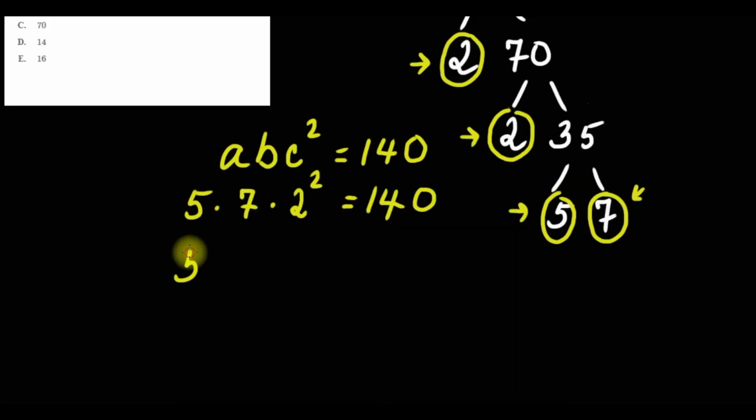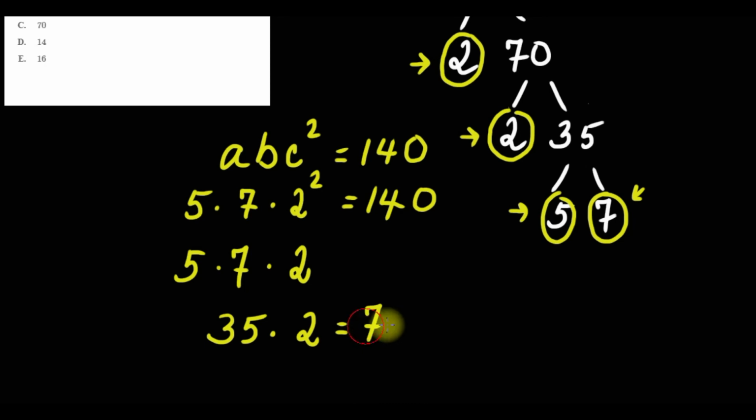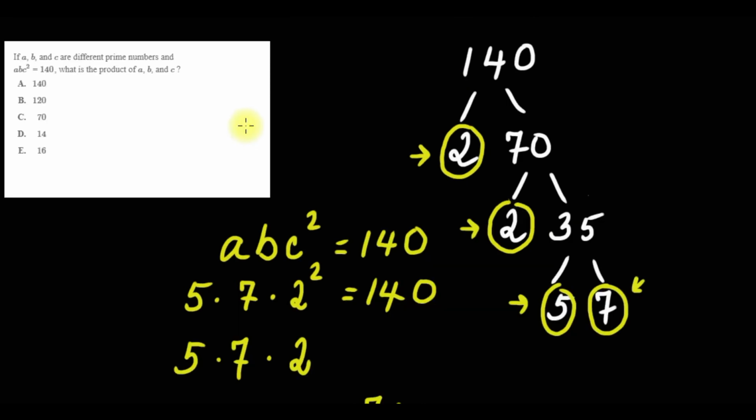So that would be 5 times 7 times 2. Okay, so 5 times 7 is 35, and then 35 times 2 is 70. So the correct answer is 70. We would pick C for that. Okay, so let's take a look at the next one.